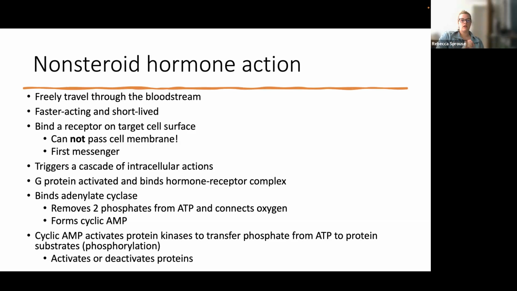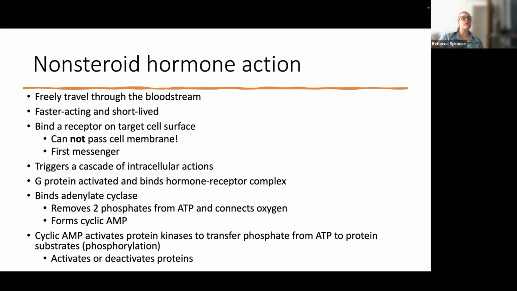The G protein will then bind something called adenylate cyclase, which removes 2 phosphates from ATP and connects an oxygen. And all that means is that it forms another molecule called cyclic AMP. Then cyclic AMP is your second messenger. And what it is going to do is activate protein kinases. What those do is basically activate or deactivate proteins that are already made.